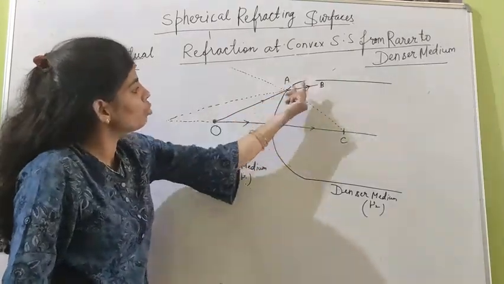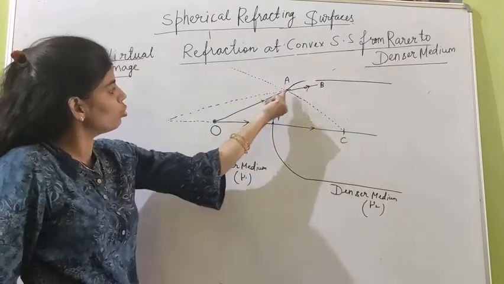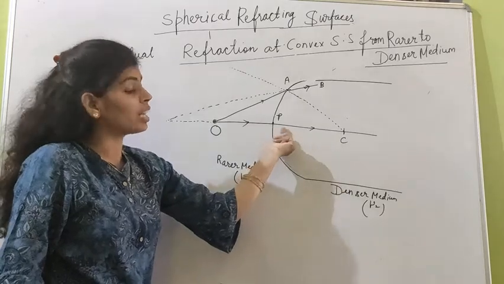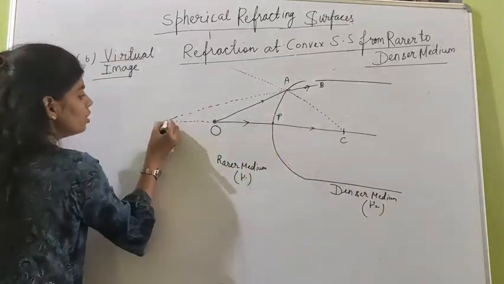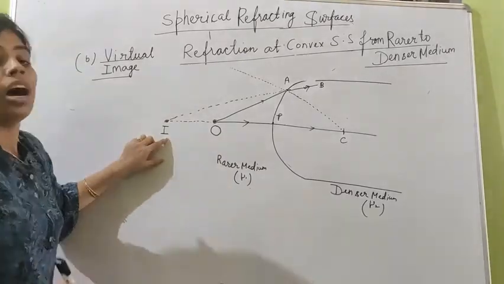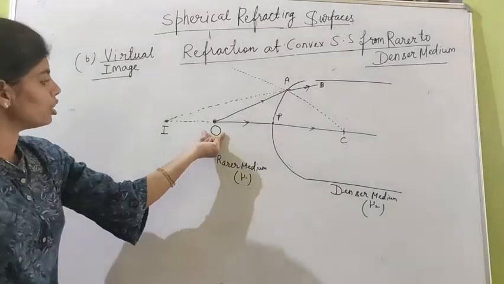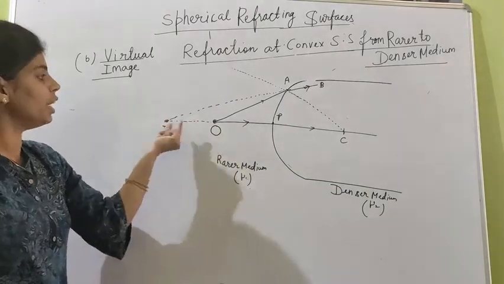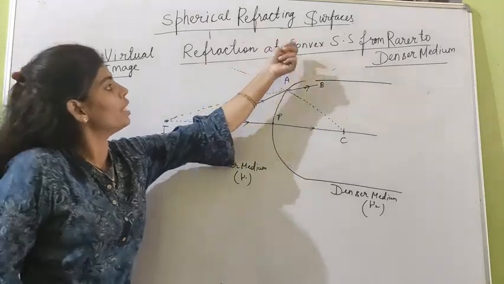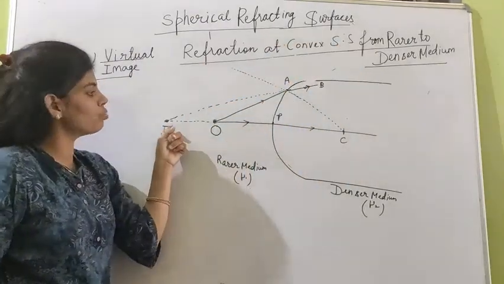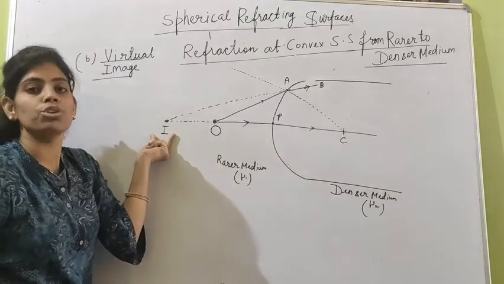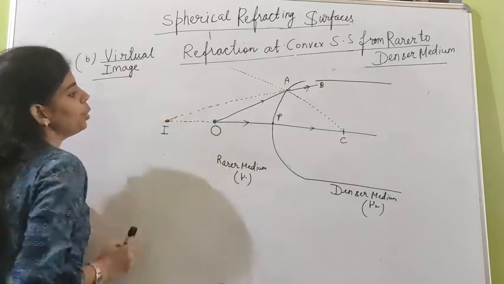When we produce AB to the back side, this refracted ray AB will intersect the refracted ray PC somewhere at this point, and this point is I, where the image of this point object is formed, and this is in front of this convex spherical surface. Image is formed in front of the convex spherical surface. So this image is a virtual image. So here the image is formed.